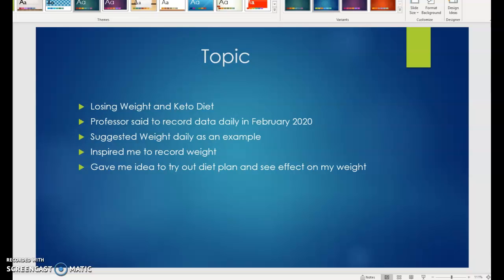Because to be honest, I'm a pretty overweight person, and I thought it would be pretty cool to try out recording my weight daily just to see what it was. And not only that, it also gave me the idea to try out a diet plan just to see what its effect on my weight was over time. And since February 2020 up till April 20th, more or less, I tried to maintain the keto diet as long as possible, and this is what this project's about. But let's move on.